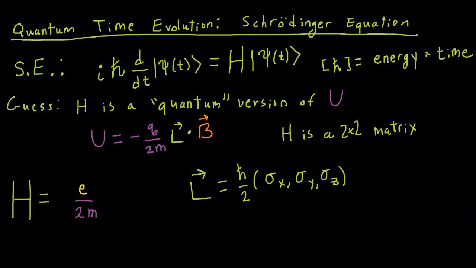Okay. So now what do we have here? We have L dot B. Now what is B, right? B is the magnetic field. It's just a vector with components Bx, By, and Bz.